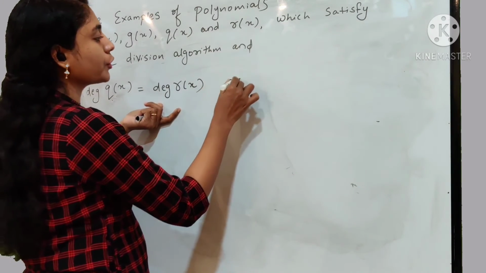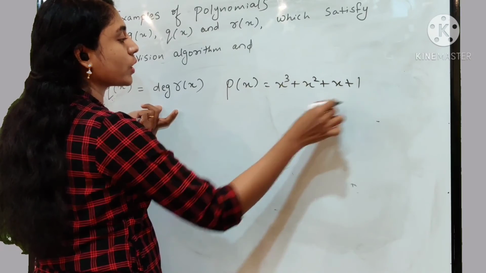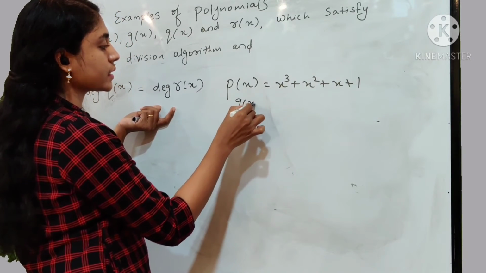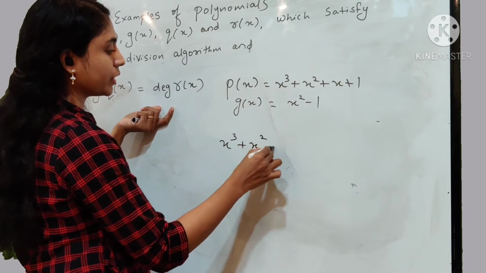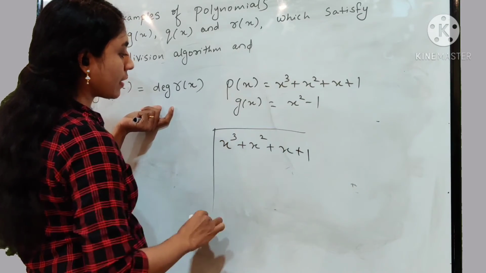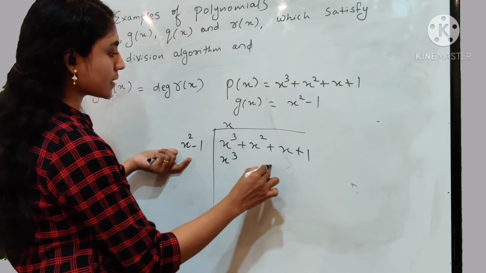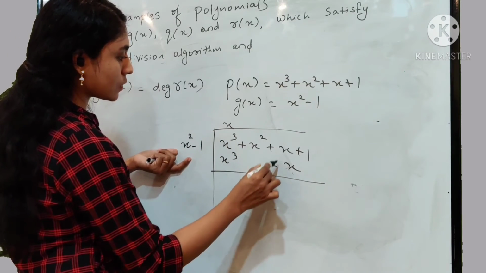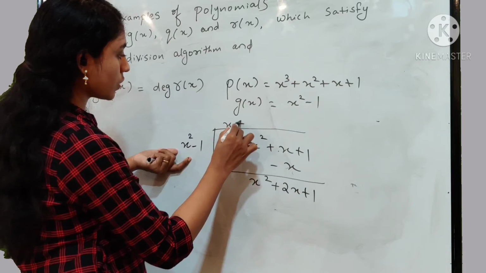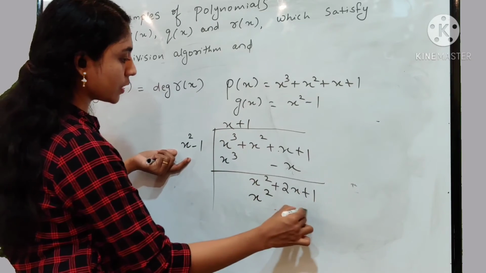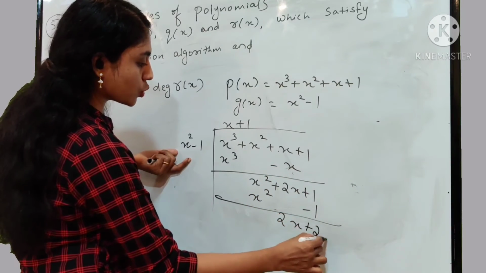The second question: we should satisfy degree of q of x equal to degree of r of x. So we can take the polynomial p of x as x cube plus x square plus x plus 1 and g of x as x square minus 1, so that when we perform polynomial division we get the quotient and remainder. So x square into x is x cube, minus 1 into x is minus x, subtracting, x square plus 1 becomes plus 2x plus 1. Then x square into 1 is x square, minus 1 into plus 1 is minus 1. So here 2x, 1 minus of minus 1, 1 plus 1 becomes 2, 2x plus 2.